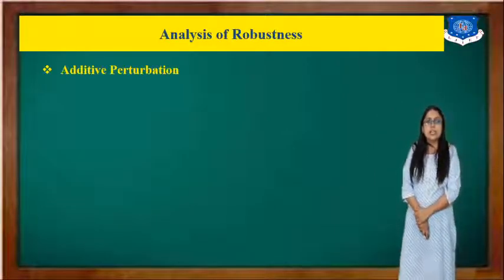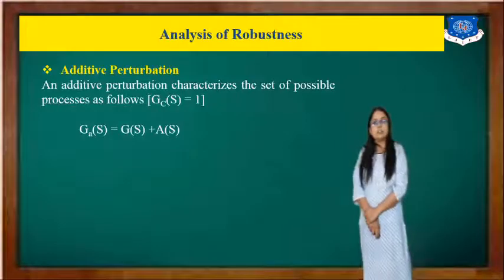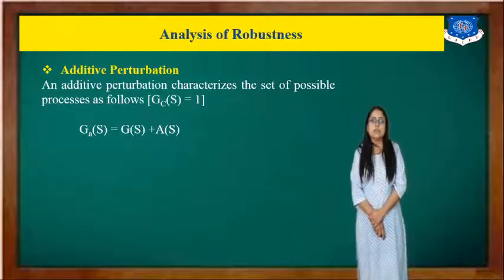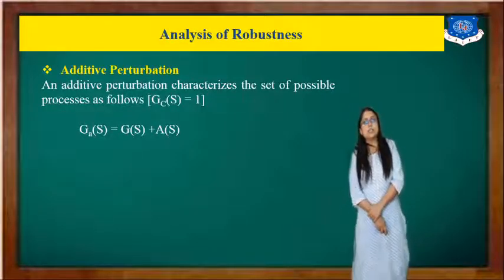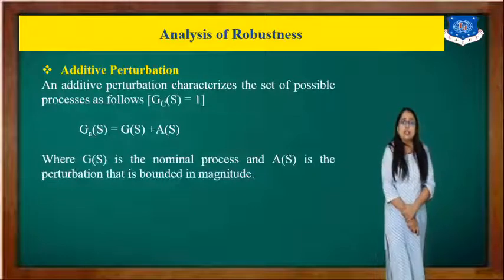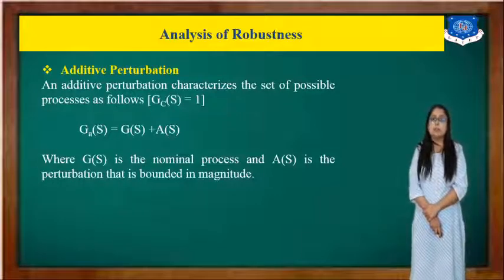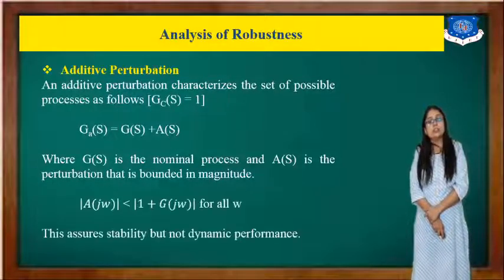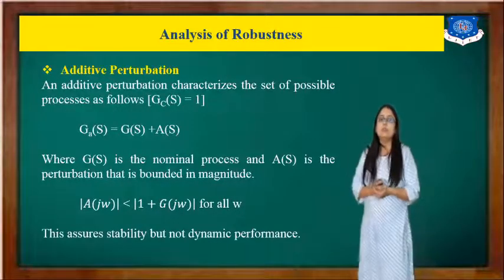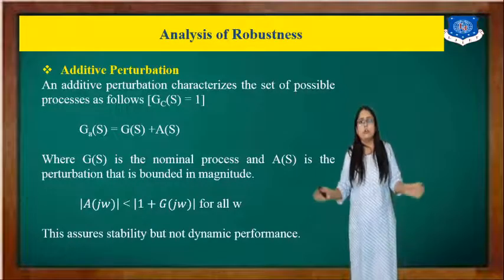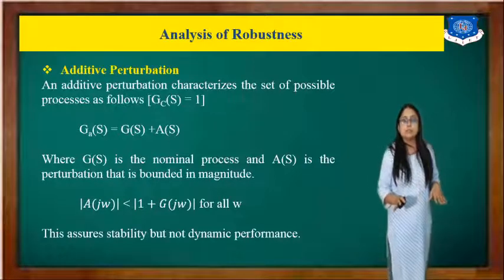Now, we will discuss the additive perturbation. Additive perturbation characterizes a set of possible processes as follows. G a of s, where a represents additive, equals G of s plus A of s. Where G of s is the nominal process and A of s is the perturbation that is bounded in magnitude. And that boundary is what? The magnitude of A of j omega is less than the magnitude of 1 plus G of j omega for all omega. Now this assures the stability but not the dynamic performance.